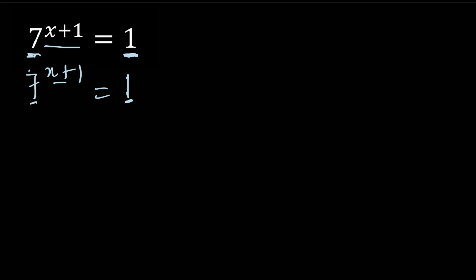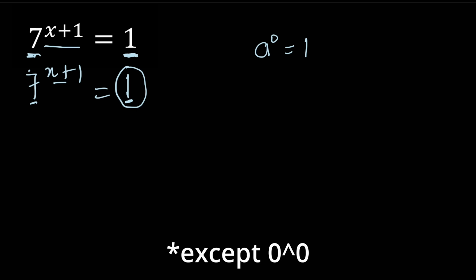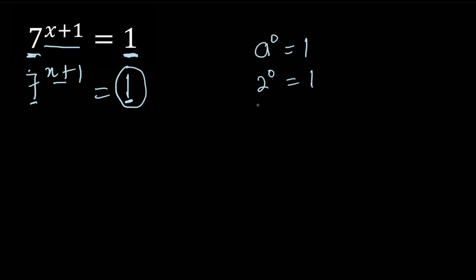So let's move on. This reminds us of the property that when you have a to the power 0, it is equal to 1, where a represents any number. So any number to the power 0 is 1. So 2 to the power 0 is what? 1. 100 to the power 0 is 1. 7 to the power 0 is 1.